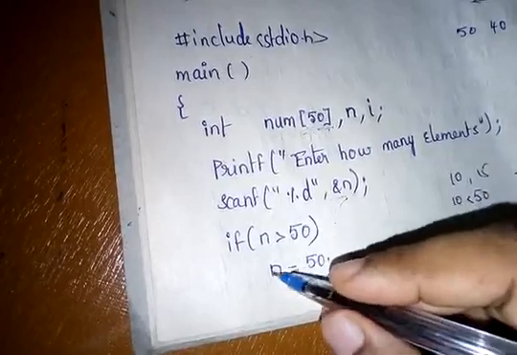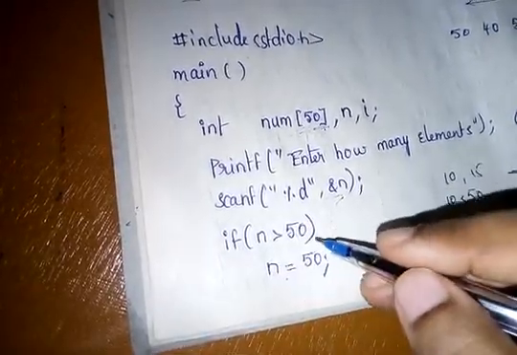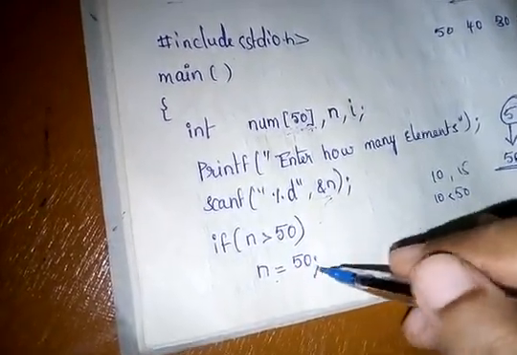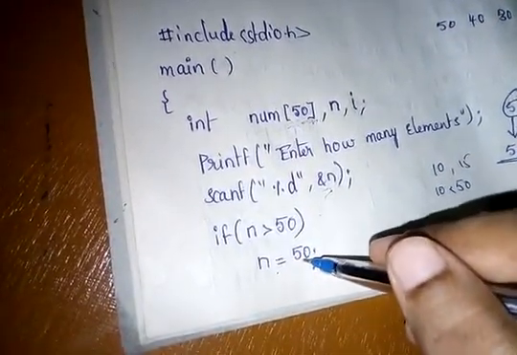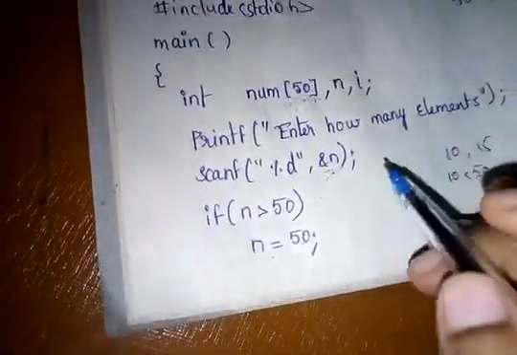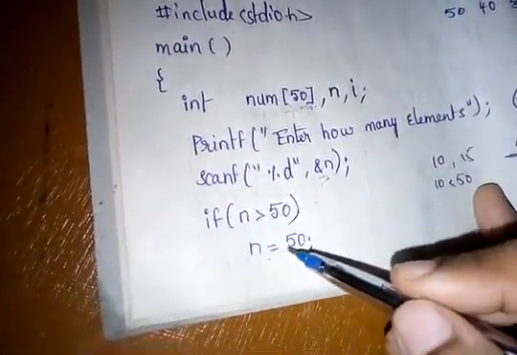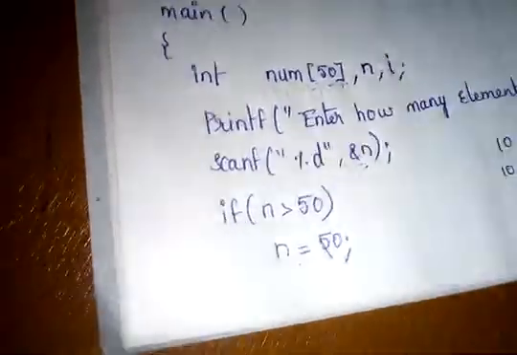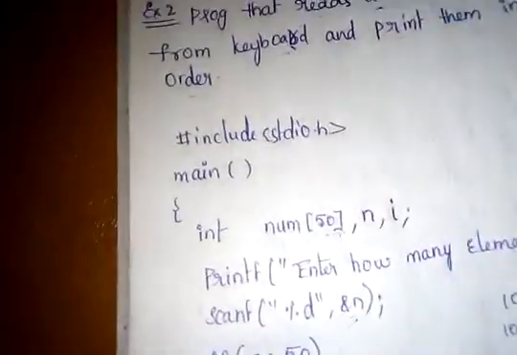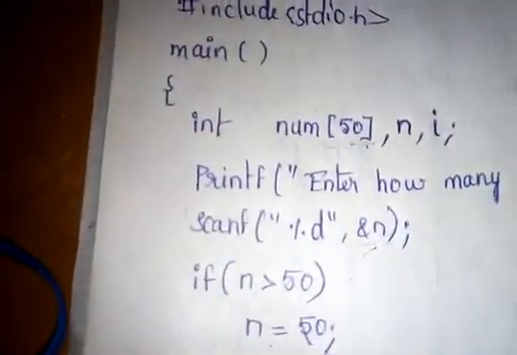This is the case when it executes: only if the value is greater than 50. So if the user wants to enter more than 50 numbers, then you are restricting his entry to the maximum capacity, 50. And after assigning the value to n, you need to enter the values into an array.